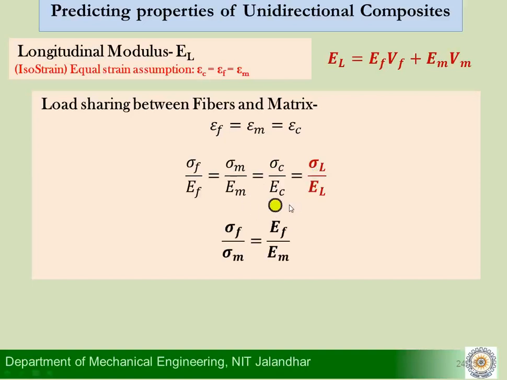Modifying this expression, I can write the ratio of sigma f to sigma m. That is, what is the stress produced in the fiber and what is the stress produced in the matrix. The ratio between the stress in the fiber to the stress in the matrix can be written as EF upon EM. We have said that the strain in the fiber and the matrix is the same, but the stress is not the same. So sigma F upon sigma M is equal to EF upon EM, that is the ratio of the stiffness of the fiber to that of the matrix.